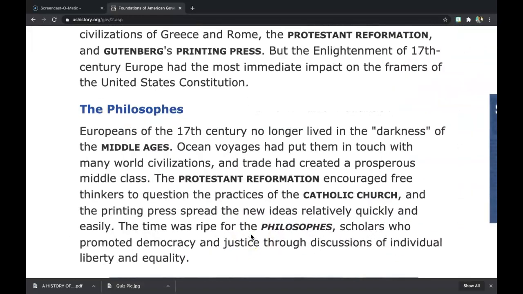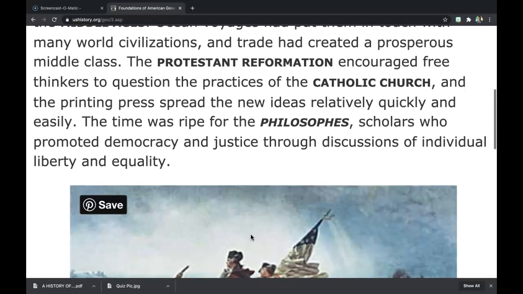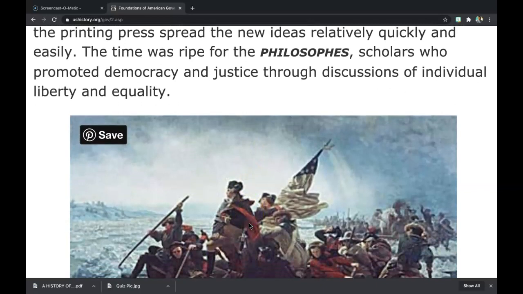The philosophers. Europeans of the 17th century no longer lived in the darkness of the Middle Ages. Ocean voyages had put them in touch with many world civilizations, and trade had created a prosperous middle class. The Protestant Reformation encouraged free thinkers to question the practices of the Catholic Church, and the printing press spread the new ideas relatively quickly and easily. The time was ripe for the philosophers.